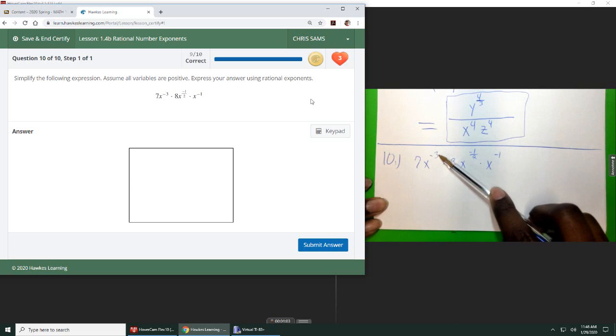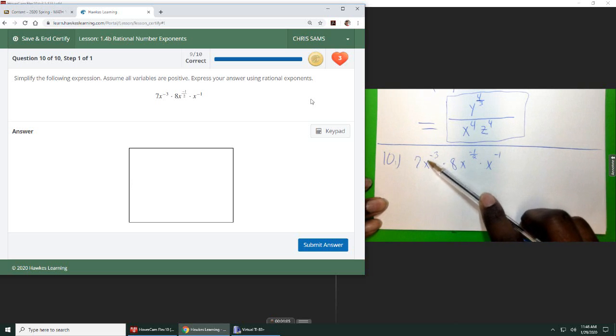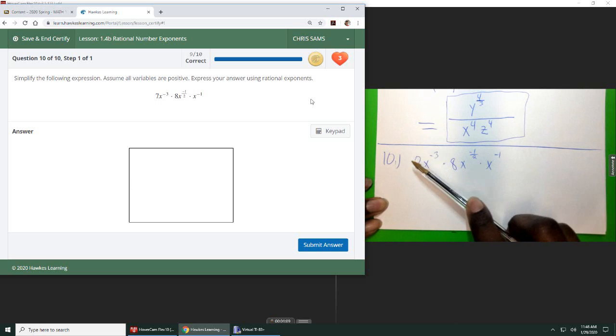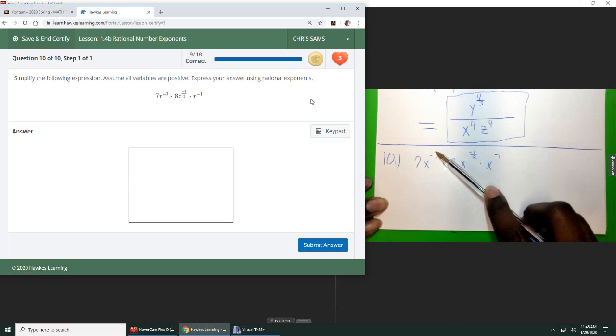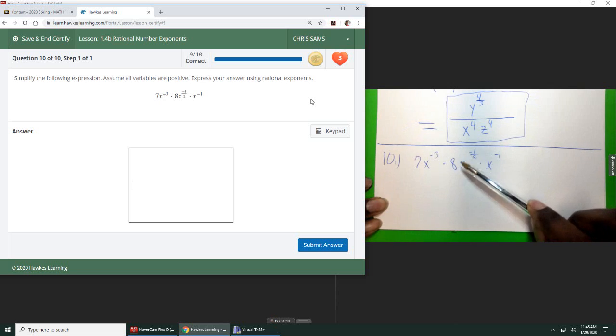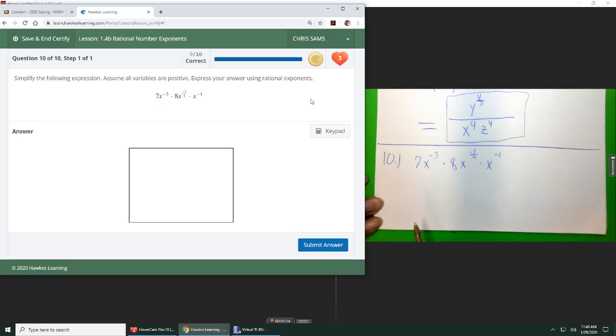Notice this negative 3 is not on the 7, it's just on the x. If it was in parentheses, it would be affecting the 7 and the x. It is not, it's just affecting the x only. Same thing with the 1/2, it's negative, only on the x. And this one doesn't even have a number out front or coefficient, understood to be a 1, only affecting the x. So, like normal, these are being multiplied.